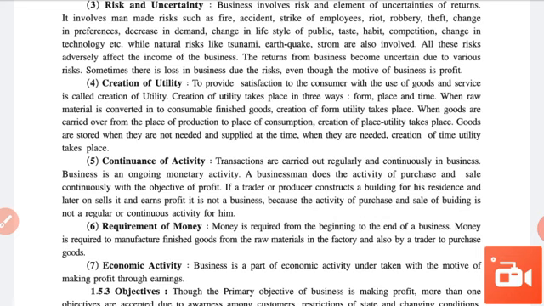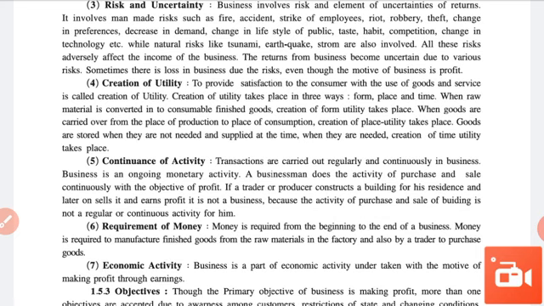Continuance of activity. The meaning of business is like this: continuance means to remain active, or to be active continuously, right? We have studied this in the meaning. Continuity: business is a continuance of activity. Transactions are carried out regularly and continuously in business. Business is ongoing monetary activity.